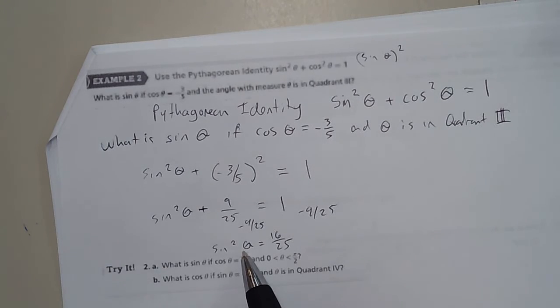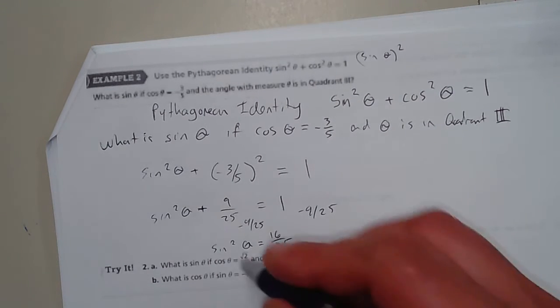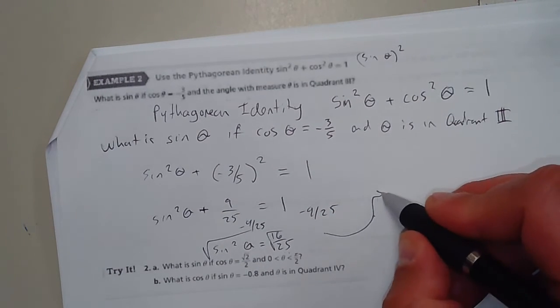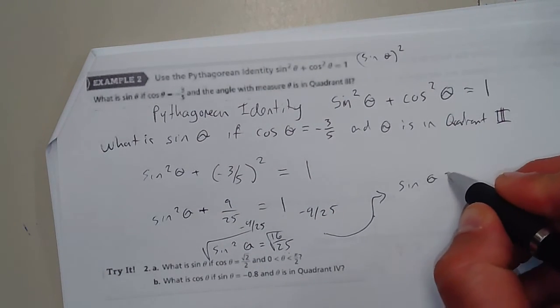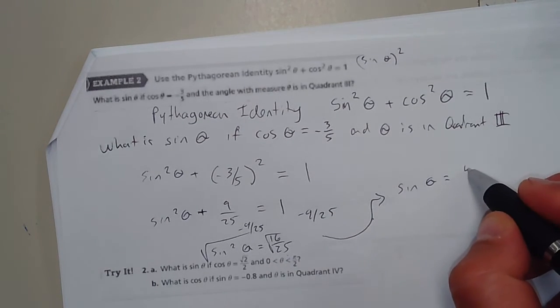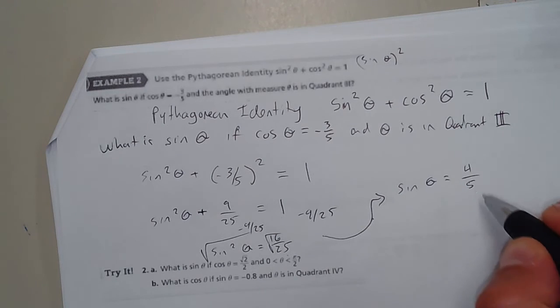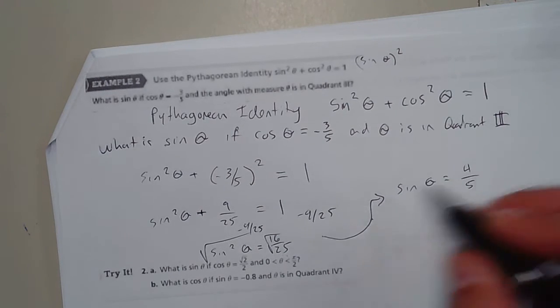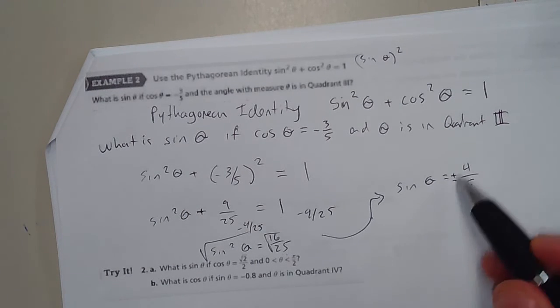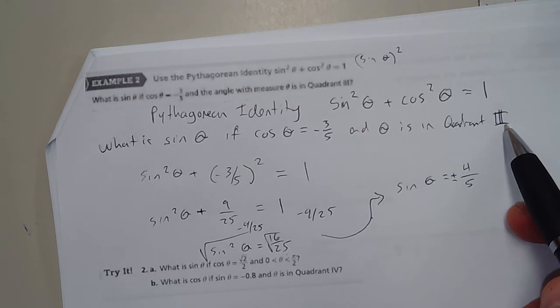Now we have sine squared of theta equals this. We just want sine, so go ahead and root both sides. So now we're going to have sine theta equals the square root of this, which is going to be the square root of 16 is 4, square root of 25 is 5. Now the problem is when you square root something, remember how you get plus or minus? So we need to figure out, is this positive or negative? And the way we answer that is we look at the quadrant.